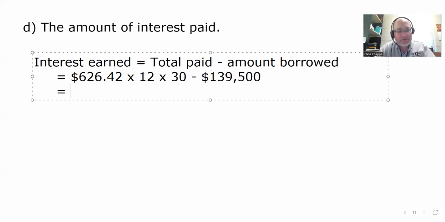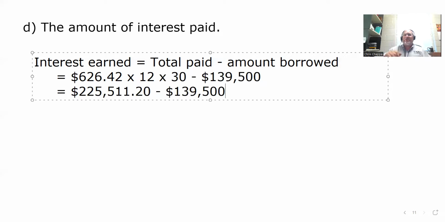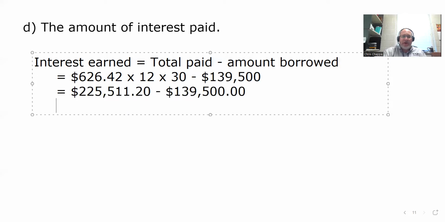We paid $225,511.20 in payments. We borrowed $139,500. Now I want you to let this sink in for a second. I'll put the cents there just to have the same number of decimal places. We borrowed a little under $140,000. We paid almost $250,000. So how much extra did we pay?